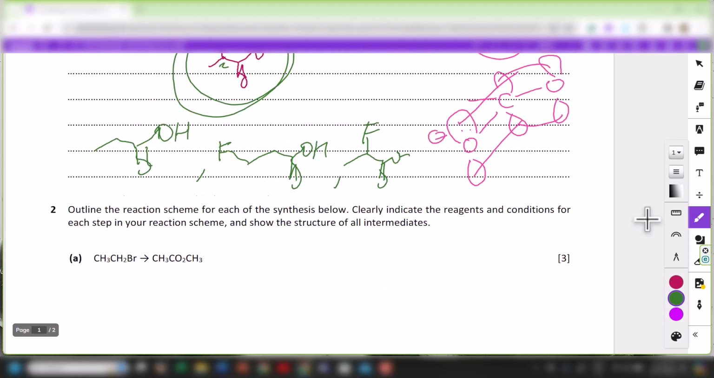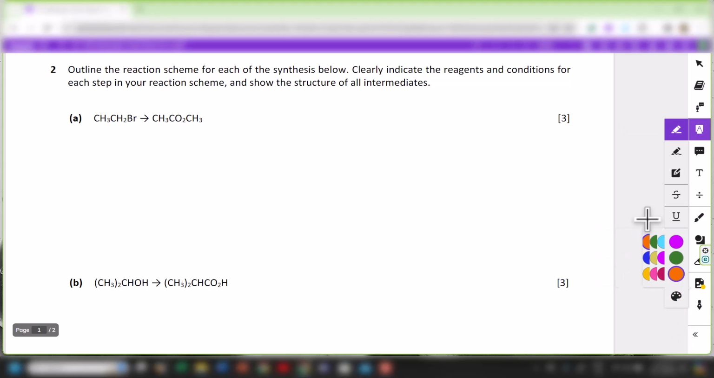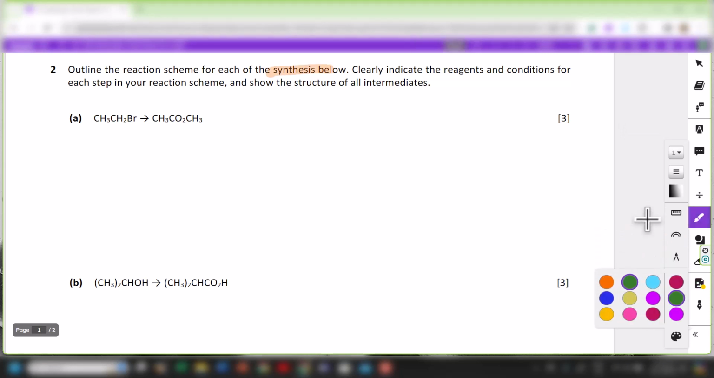Okay, yeah. Then question 2, outline the reaction scheme for each of the synthesis below. So this is a synthesis question. We often get them occasionally in assessment. So for synthesis questions, what exactly are we looking at? Over here, you're supposed to clearly indicate the reagents and conditions for each step in your reaction scheme, and show the structures of all intermediates.